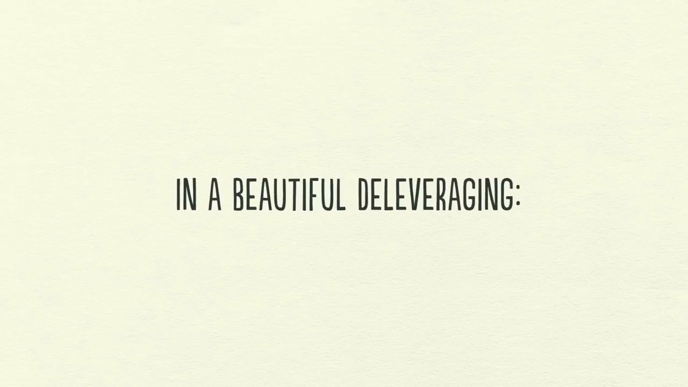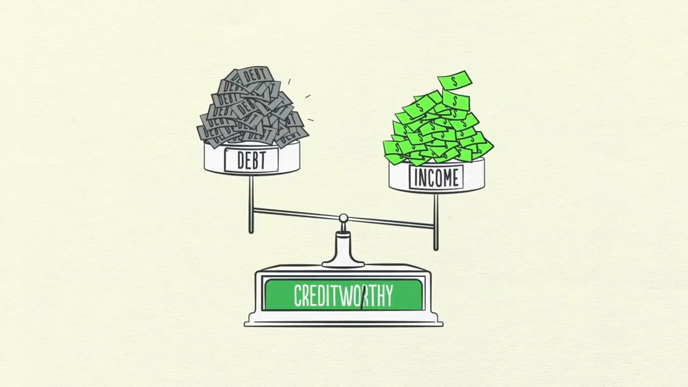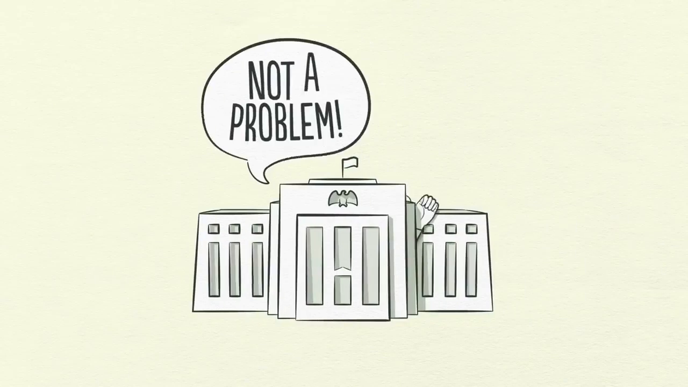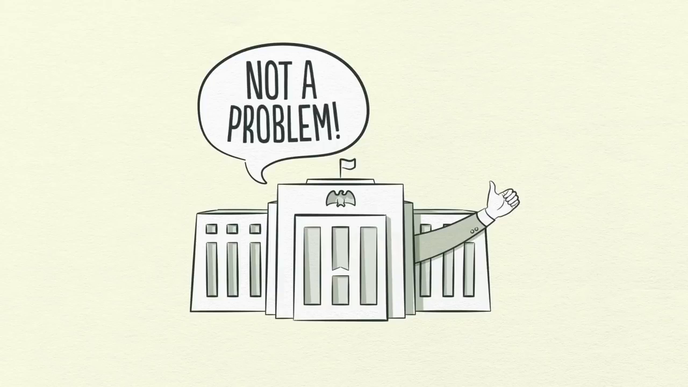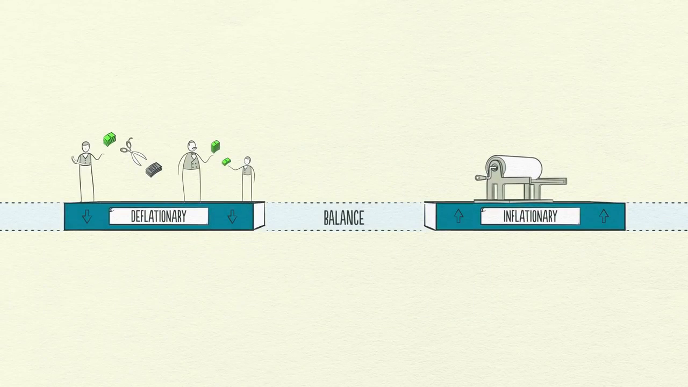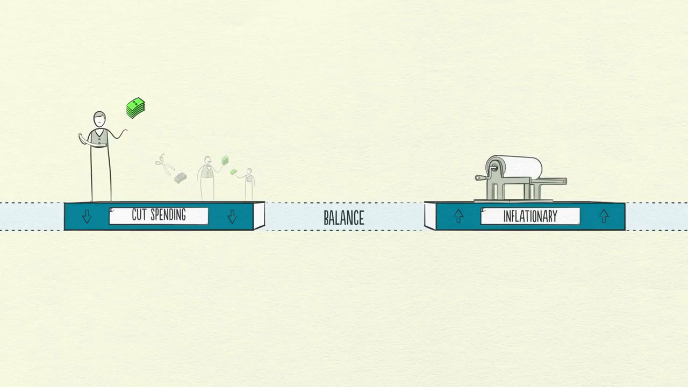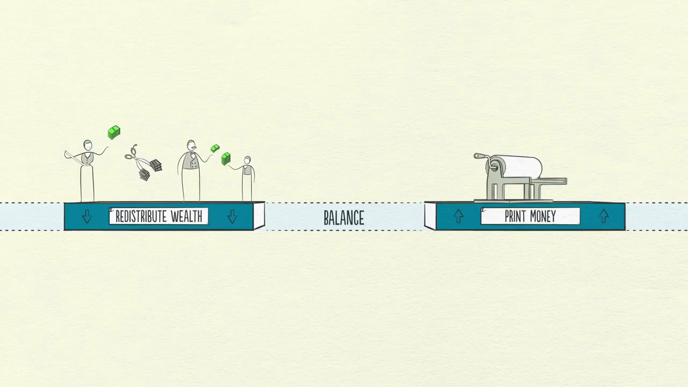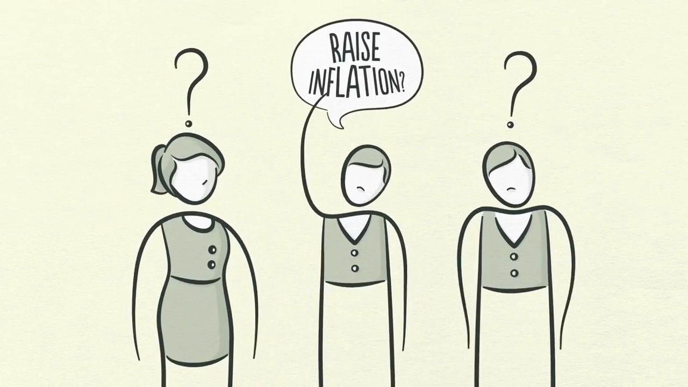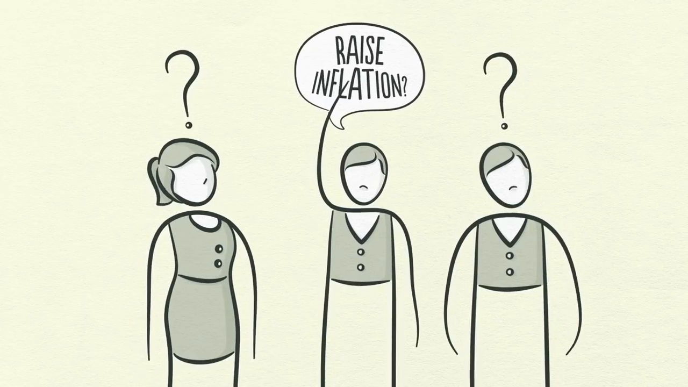In a beautiful deleveraging, debts decline relative to income, real economic growth is positive, and inflation isn't a problem. It is achieved by having the right balance. The right balance requires a certain mix of cutting spending, reducing debt, transferring wealth, and printing money so that economic and social stability can be maintained. People ask if printing money will raise inflation. It won't if it offsets falling credit.